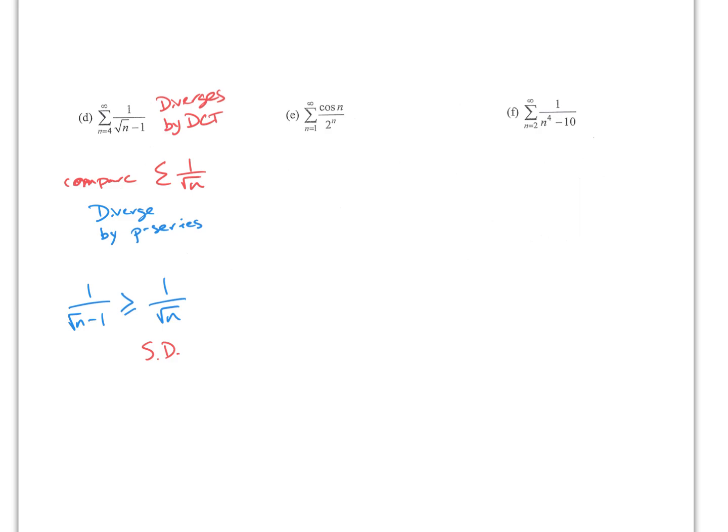All right, pretty good. This next one, I have cosine n over 2 to the n. My flick fat thumb doesn't work exactly here. However, you should know something about cosine. What does cosine always go in between? 1 and -1. So what do you think you would compare it to? 1/2 to the n. All right, exactly.